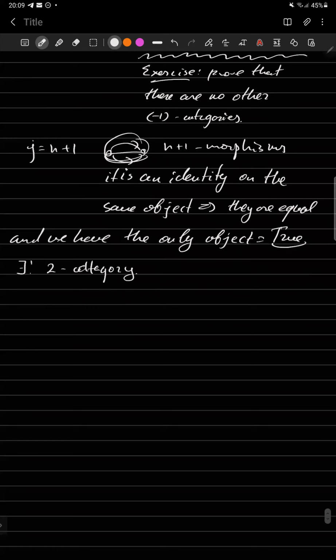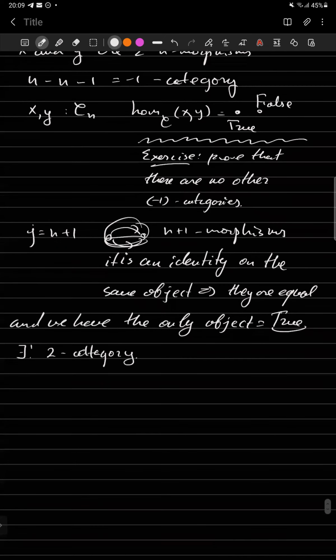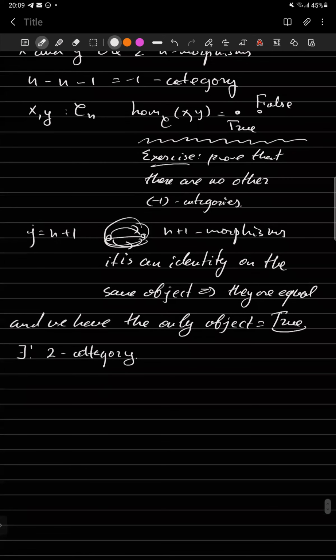Okay. So actually, the idea of proof that there are no more minus one categories is that one may try to embed this category into an arbitrary n category and see that the only possible way for it to exist is when it has only two objects and no morphisms.